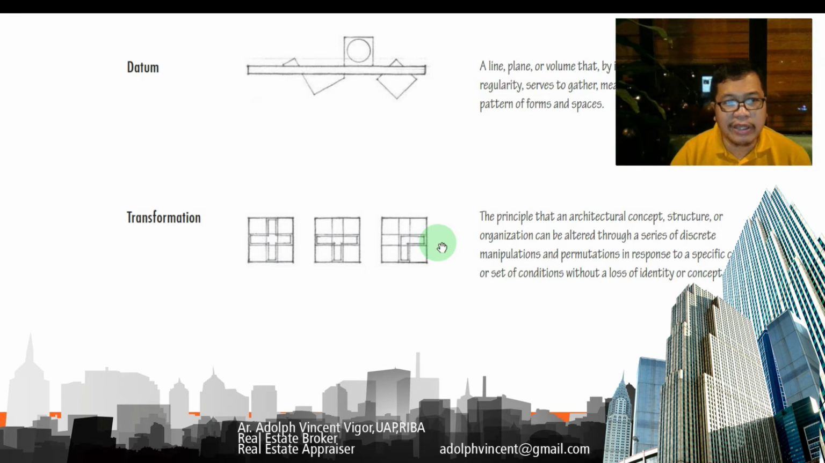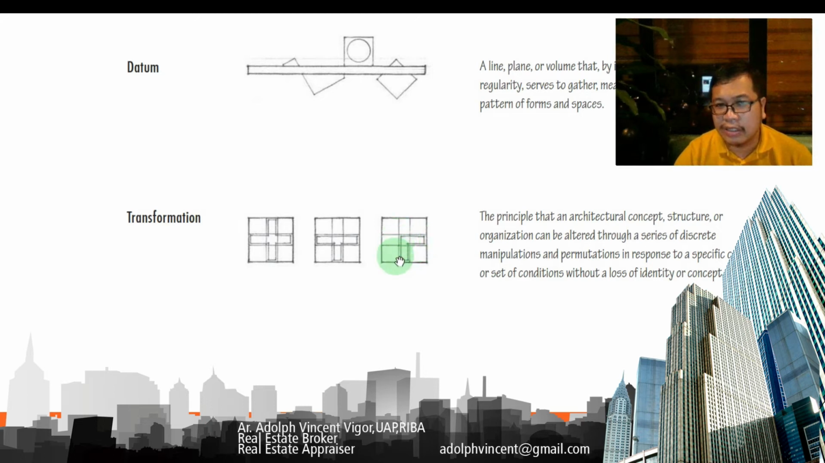So transformation is the principle that an architectural concept, structure, or organization can be altered through a series of discrete manipulations and permutations in response to a specific context or set of conditions without a loss of identity or concept. As you can see here, the concept is not lost, even if you remove some of the elements.